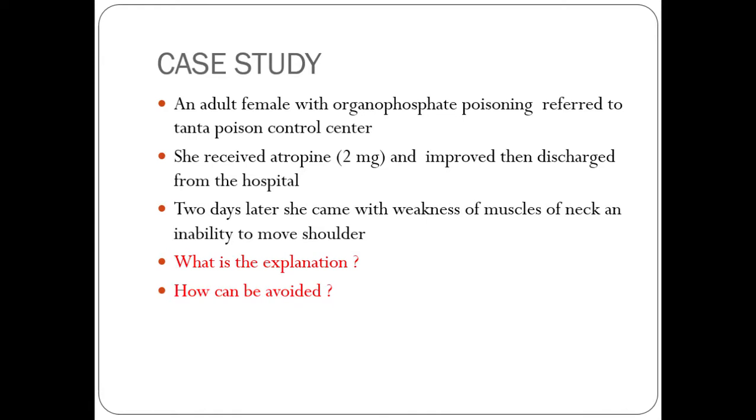How can it be avoided? By proper treatment. What is the proper treatment in that case? The proper treatment is to give oximes, or cholinesterase reactivators, in addition to atropine. And oximes have to be given early in poisoning, within a maximum of 18 hours. Why? As I hear from you, to avoid irreversible inhibition of the cholinesterase enzyme.